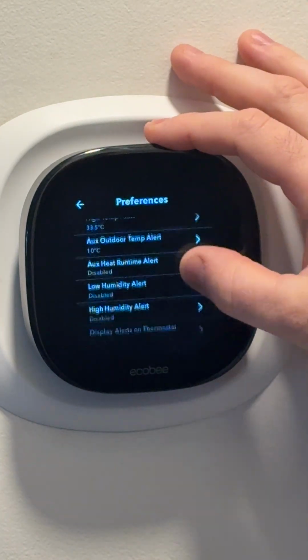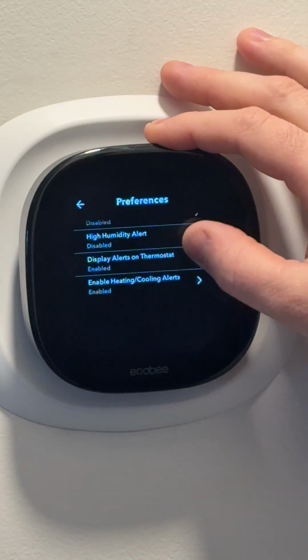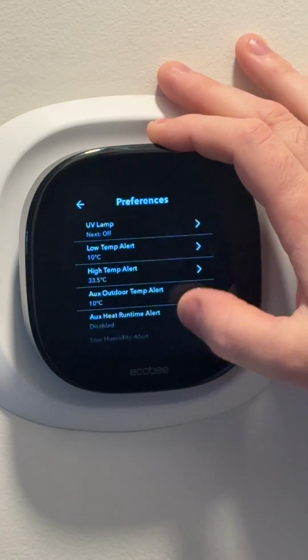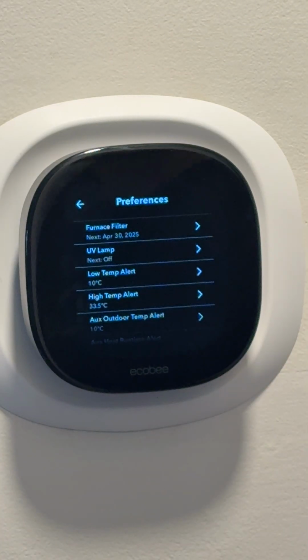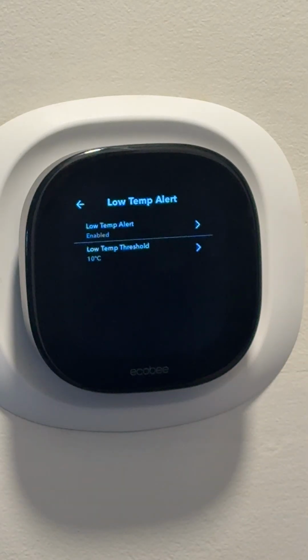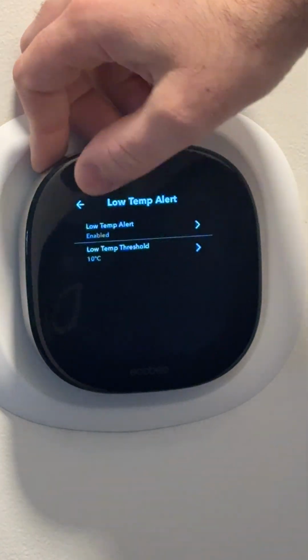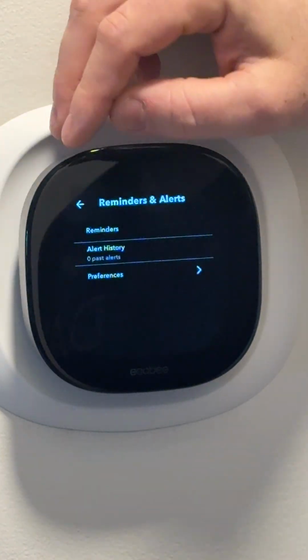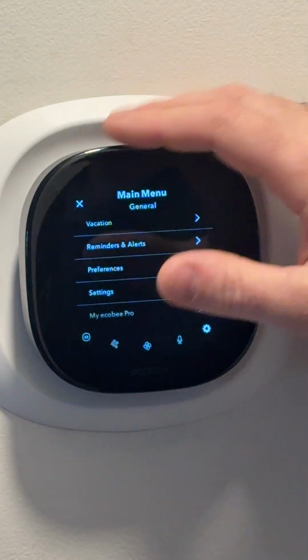I would disable it. Don't care about humidity, nothing like that. The biggest one that I like to do is if you're away on vacation and stuff like that, you'll actually get an alert on your phone if your temperature is dropping a lot. So this 10 degrees, I think is perfect. If you get to 10 degrees Celsius in your house, it either means your heat pump's not working and your gas backup's not working. So at 10 degrees, we'll get that notification. Cool. So that's the Ecobee stat.